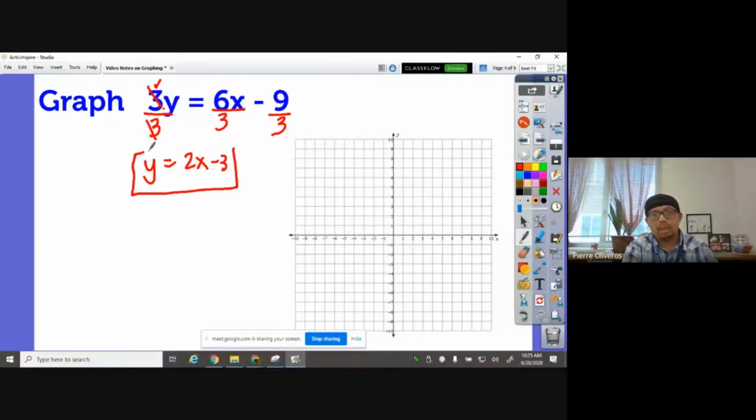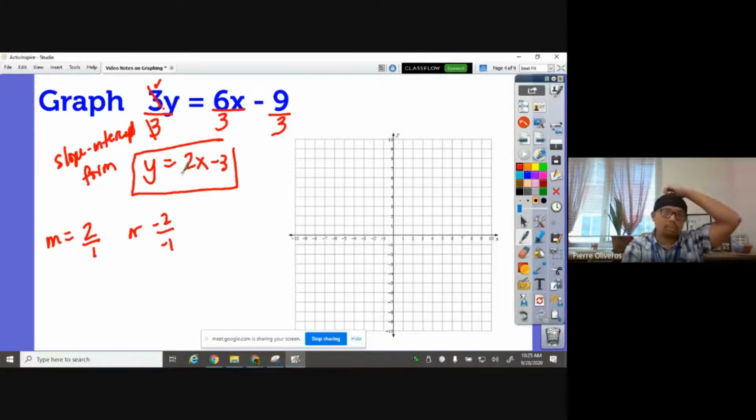So that is my slope intercept form. What's my slope now? The slope here is 2. 2 there is over 1, or you can write negative 2 over negative 1. Again, it's positive 2.